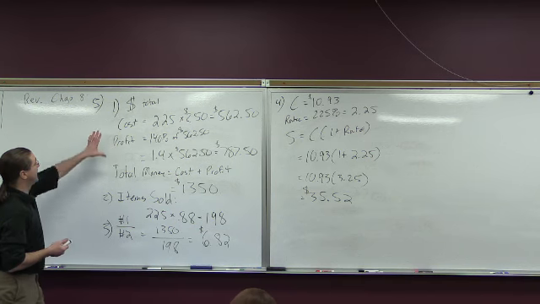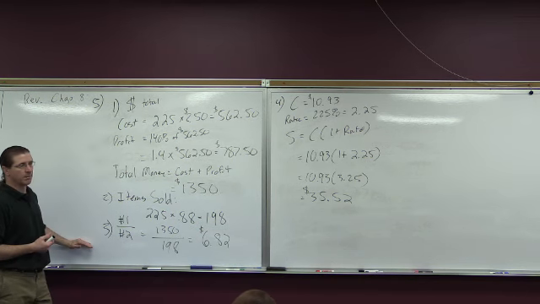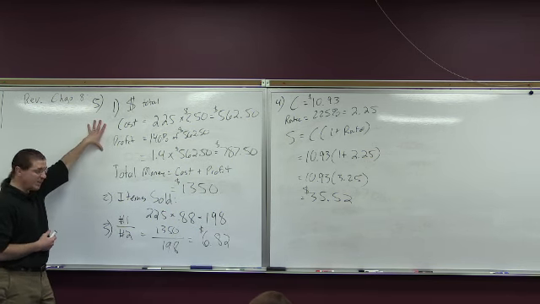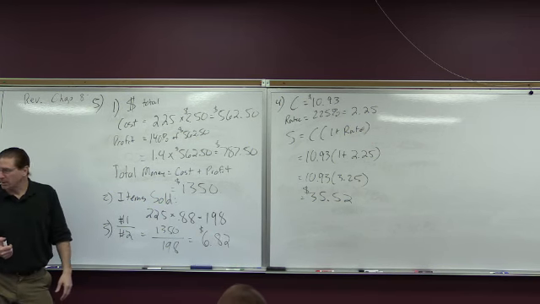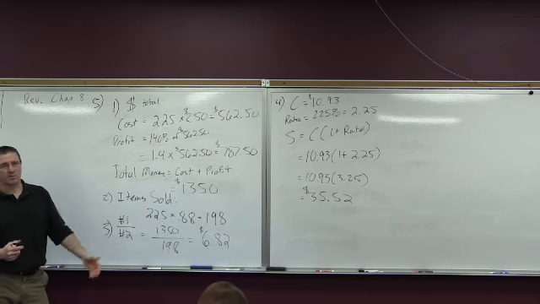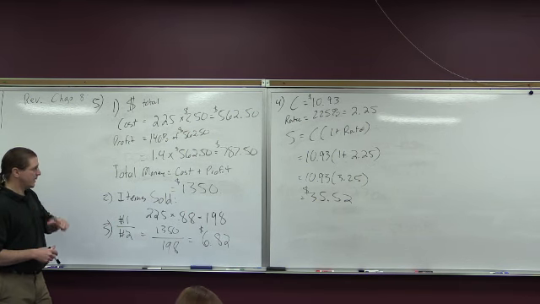Alright, but again, when you're dealing with the perishable problems, figure out how much money you need, figure out how many items you're going to sell, divide the two. Right? Because revenue equals price times quantity.